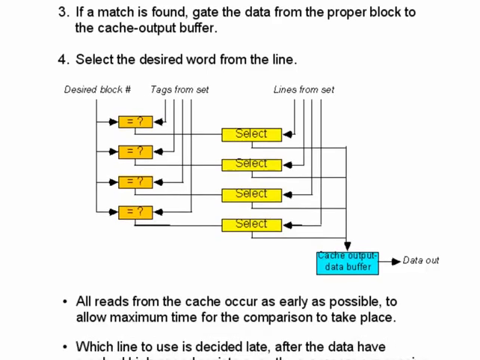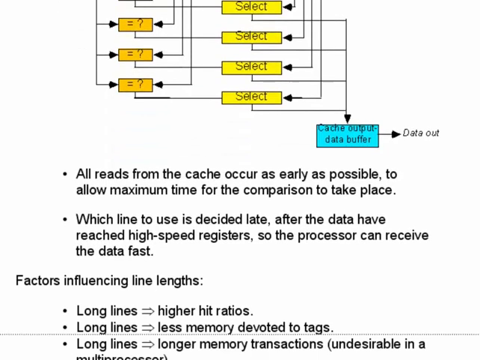Okay, well, in terms of design, all reads from the cache occur as early as possible to allow maximum time to do the comparison, but you try to defer the judgment of which line hit, which line you need to use, because by that time you'd like the data to be in high-speed registers so the processor can receive the data fast. So that's the way you deal with the set associative cache.